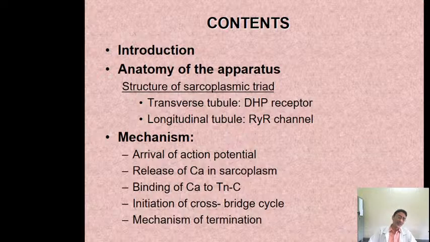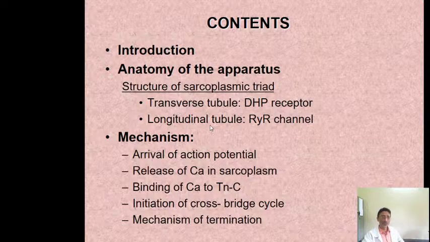So what do you need? For excitation contraction coupling to take place, there has to be a triad. We need a transverse tubule and a longitudinal tubule. There is a receptor on the T tubule known as the dihydropyridine receptor, and on the longitudinal tubule there is an RYR channel, known as the ryanodine receptor channel. So the requirement, the physiologic anatomy, is a triad with a T tubule and an L tubule. The T tubule receptor is the DHP receptor, and the longitudinal tubule has the ryanodine receptor channel.